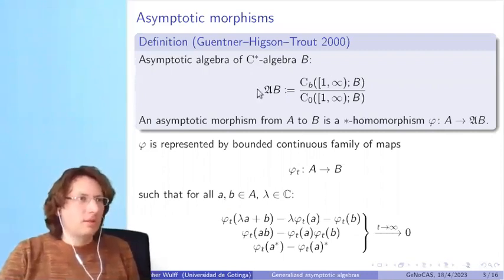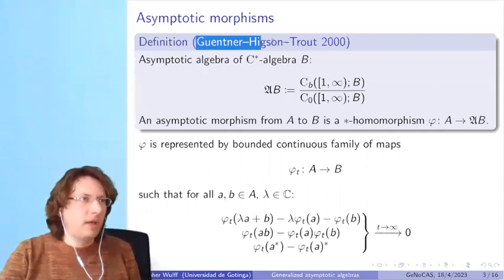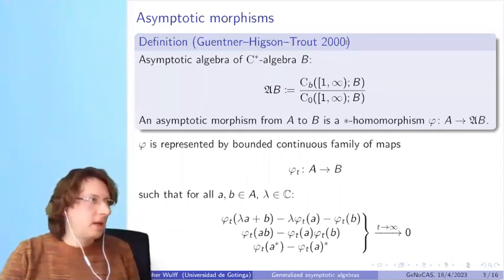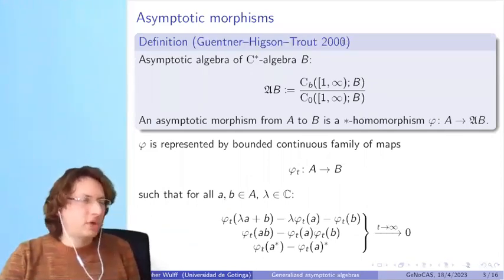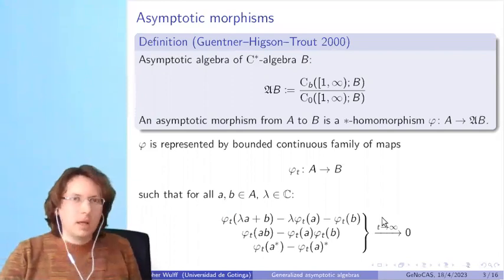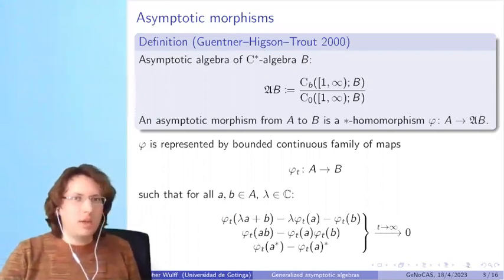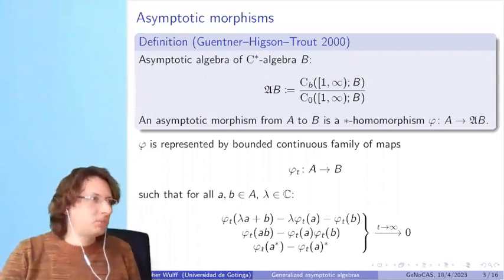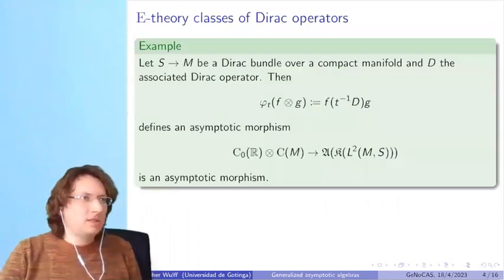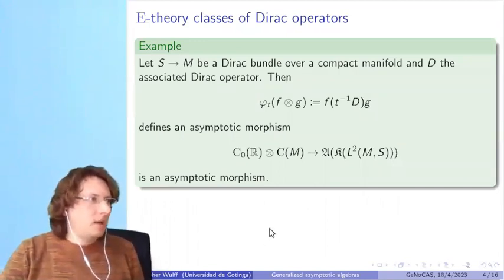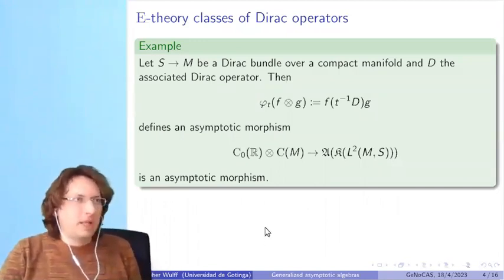Yeah, and this formulation was the one by Guentner, Higson, and Trout, which is my standard reference for the first half of the talk. I will always refer to them. And before I go on with the construction of E-theory, I should maybe give you an example of such an asymptotic morphism. This is a very nice example which comes from index theory. We will see a different type of example later on.